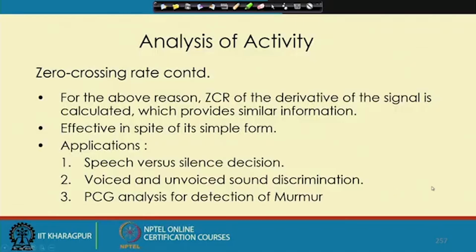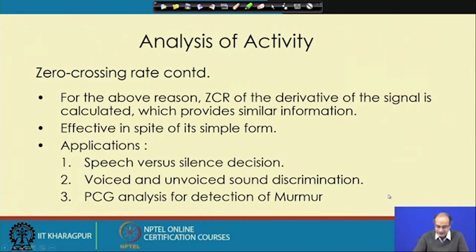So, what we see is that the zero crossing rate, though very simple, has a number of applications and is very attractive because it is very simple to do. The only thing we need to keep in mind is that it has the problem of DC bias. So, either we need to make sure that the DC bias is 0 all the time, or the simple thing we can do is take the derivative of the signal, forget about the DC bias, and go for the zero crossing rate.